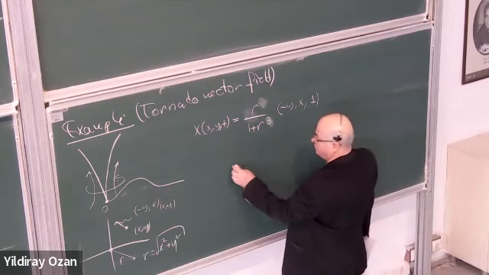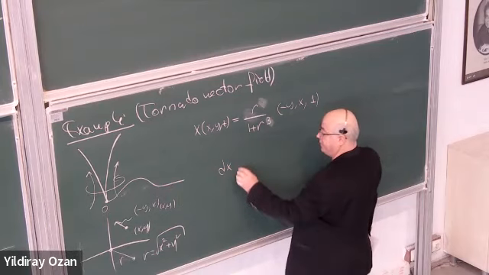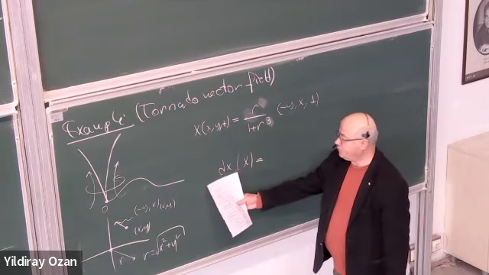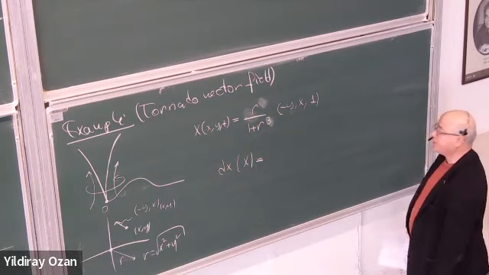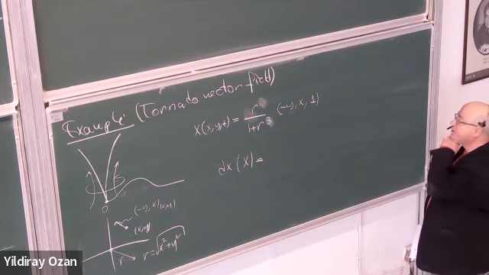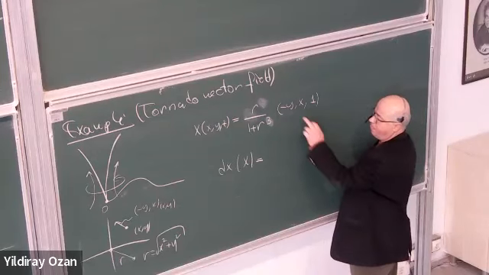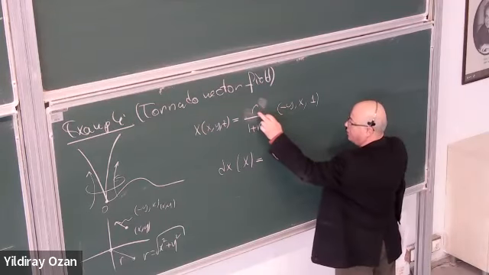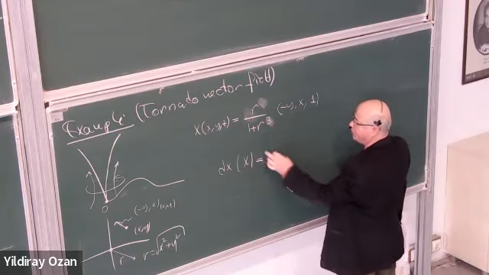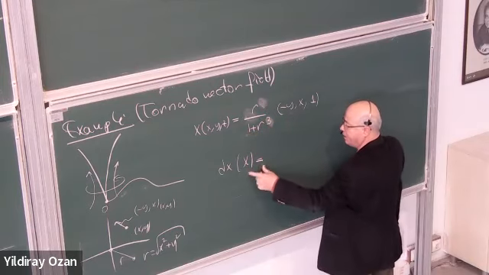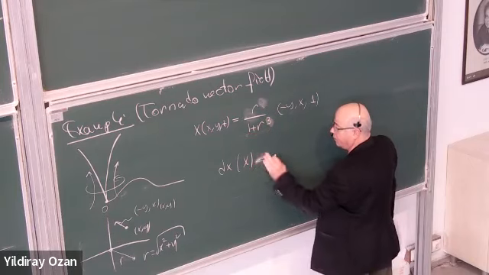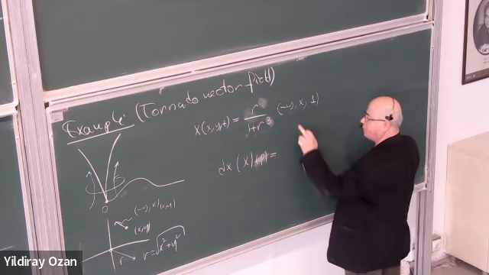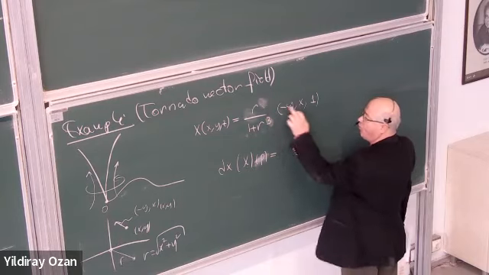And then, if I take, for example, dx of this vector field, feeding it into this one-form, it gives us what? It is just the x coordinate of this, right? At a particular point, this behaves like a constant. So at any point, this is just the x coordinate of this vector field.